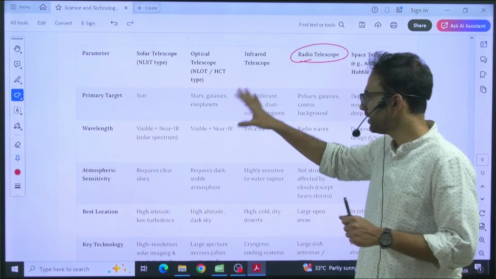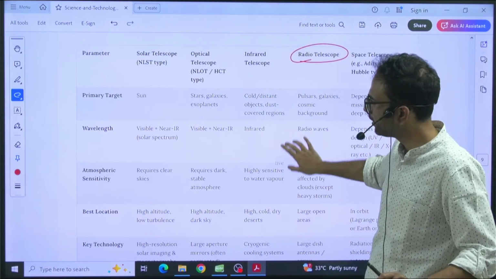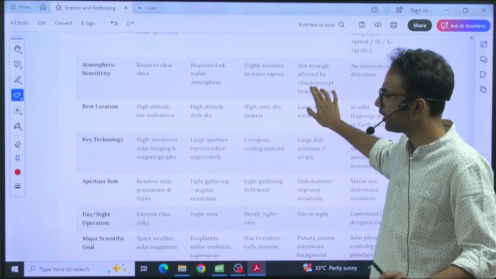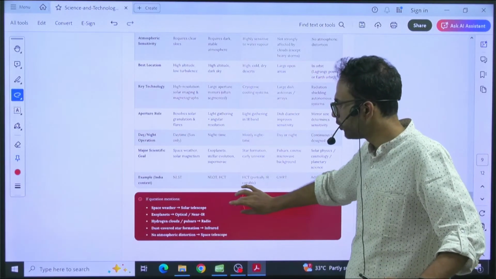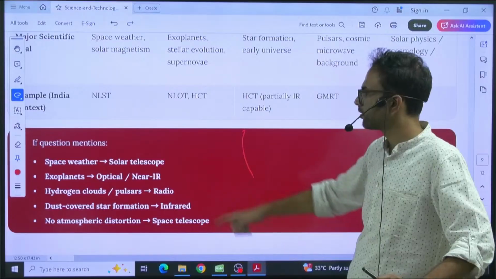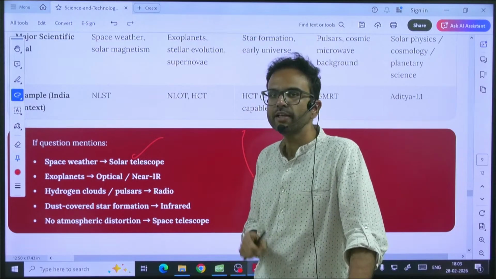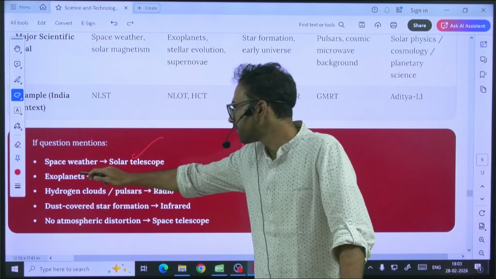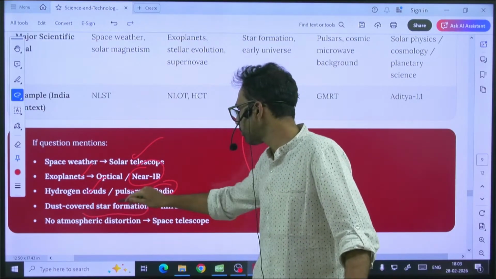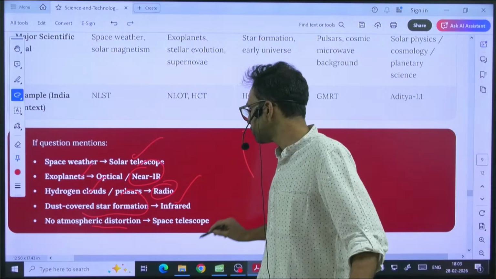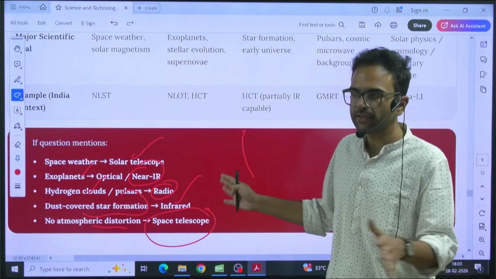Okay. So the electromagnetic spectrum and the understanding behind it will make this point very easy and clear. I'm expecting a question here, but if you are still confused and you want a heuristic mechanism to reduce your risk, this is how you should look at it. If there is a mention of space weather, most likely you will have to use a solar telescope. If there are exoplanets, infrared. Hydrogen clouds, radio. Dust covered star formation, infrared. No atmospheric distortion, again space telescope. So just a heuristic quick fix for revision.